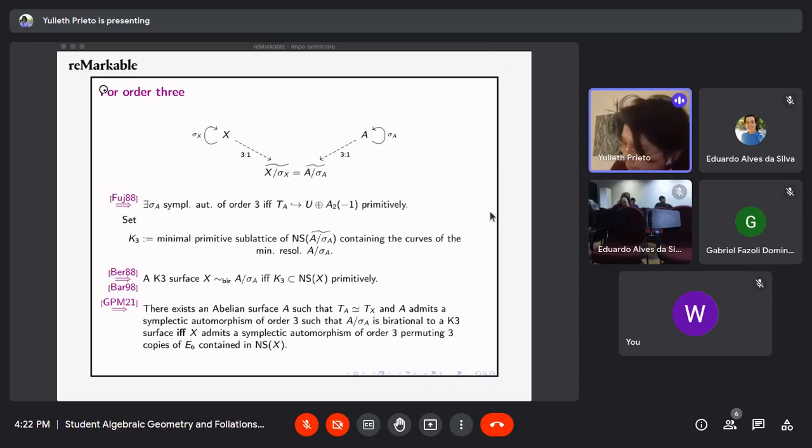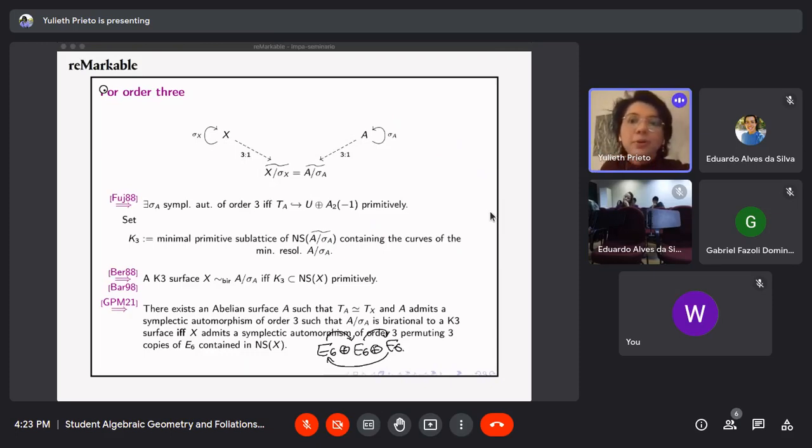Okay, so here, these three copies of E6 change in this way. And this is how, for example, we can characterize this generalized Kummer structure, but of order 3.